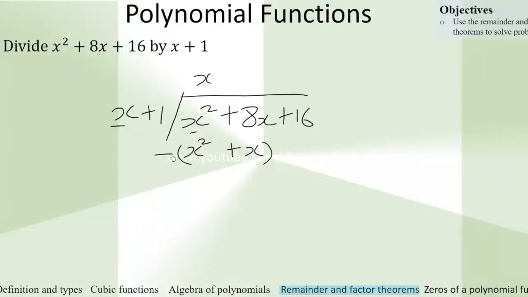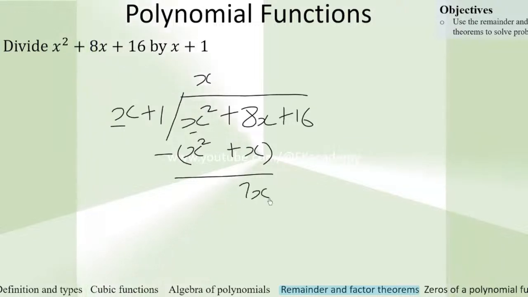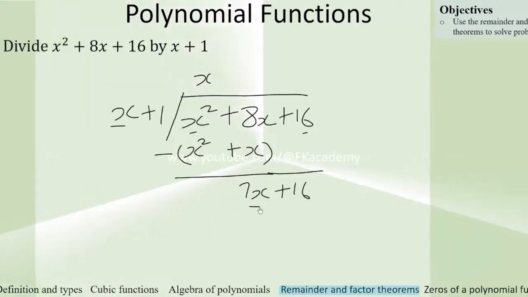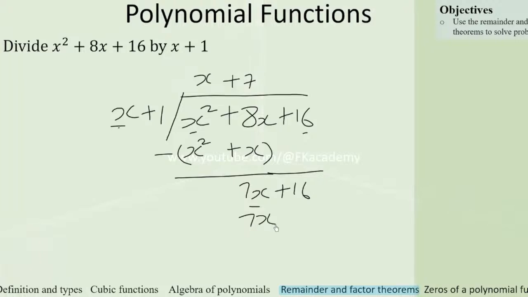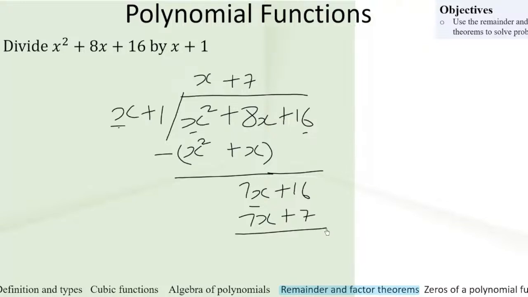So we subtract. x squared minus x squared is 0. 8x minus x will be 7x. So we drop the constant term here, plus 16. Then we divide the 7x by x to get 7. Then 7 times x is 7x, and 7 times 1 is 7. So we subtract: 7x minus 7x is 0, and 16 minus 7 is 9.